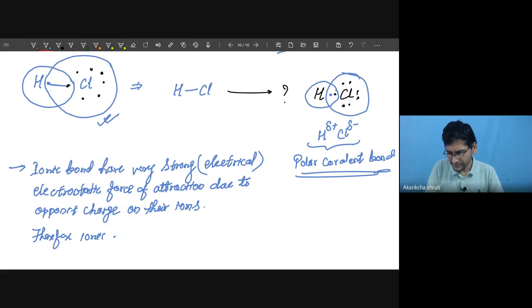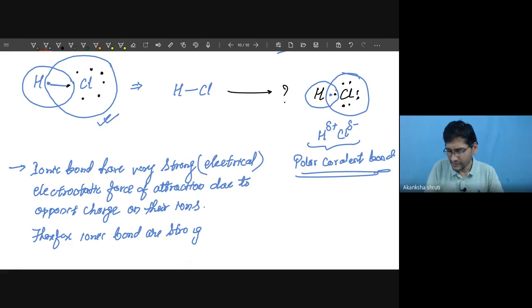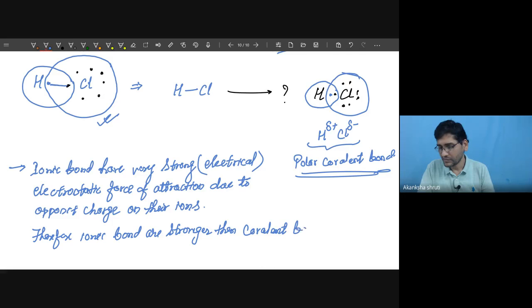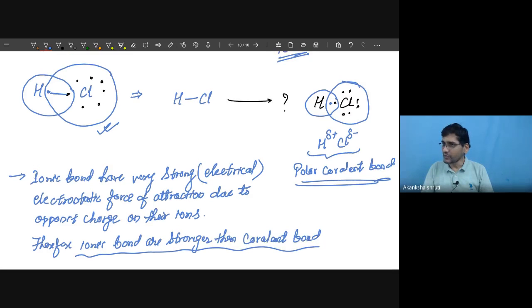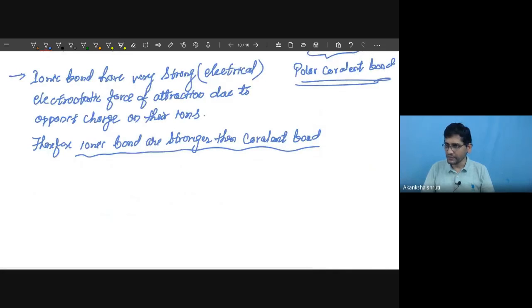Ionic bonds are stronger than covalent bonds. So the simple statement is: ionic bond is stronger than covalent bond. But in higher standard, you will learn a bit more detail. Those things are beyond your scope, but let me explain one smaller thing.